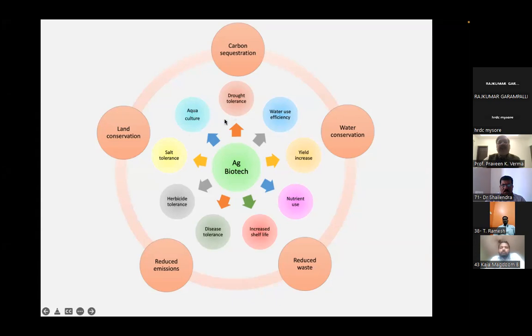Then aquaculture and all these things. If we talk in the context of sustainable development, then we have to think about land conservation, reduced emission, reduced waste, water conservation, which is a very important aspect right now, and carbon sequestration. I will discuss many of these aspects in my lectures, along with the recent advancements in plant biotechnology.